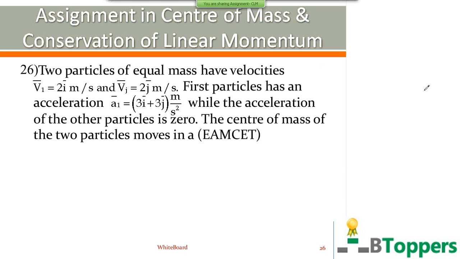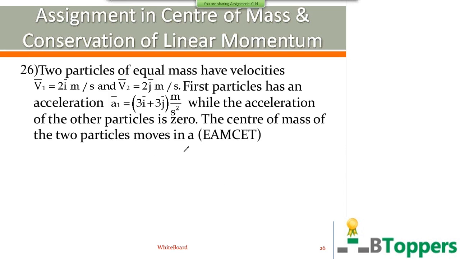Question number 26, which was given in one of the previous AMCET exam papers also. Two particles of equal mass have velocities v1 bar equal to i cap meter per second and v2 bar equal to 2j cap meter per second. The first particle has an acceleration a1 bar equal to 3i bar plus 3j bar meter per second square, while the acceleration of the other particle is 0.